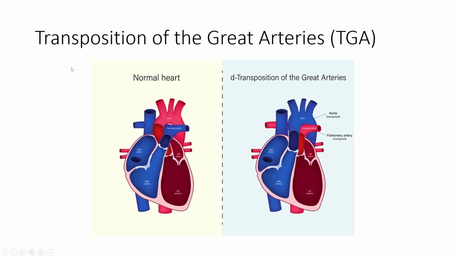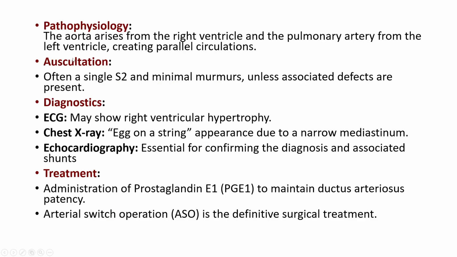Then we have the transposition of the great arteries. We will have an aorta instead of the pulmonary artery and pulmonary artery instead of the aorta, and this will lead to a mix. So the aorta arises from the right ventricle and the pulmonary artery from the left ventricle, which will be parallel circulations. So we will have a loud S2 and minimal murmurs. The ECG will show right ventricular hypertrophy. The X-ray will show this time an egg-shaped heart. The echo is essential for confirming the diagnosis.